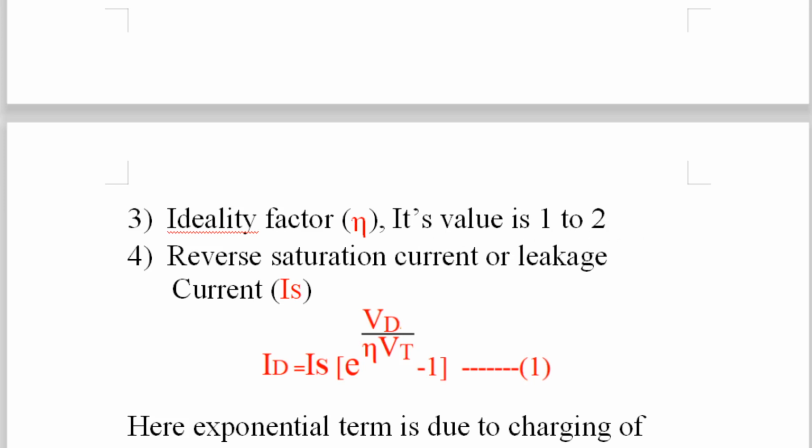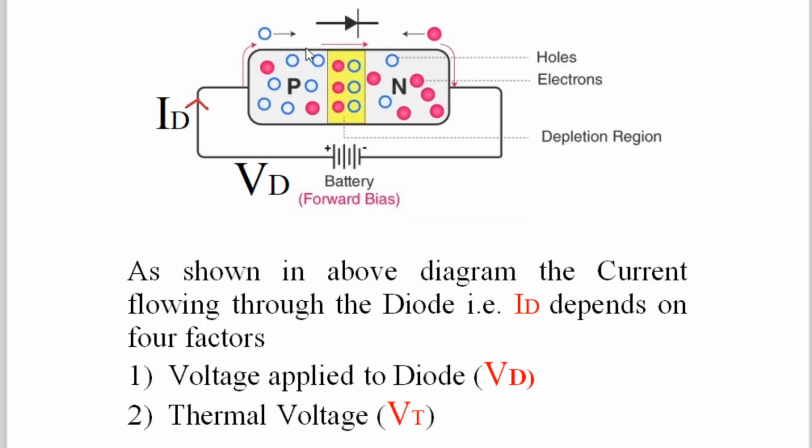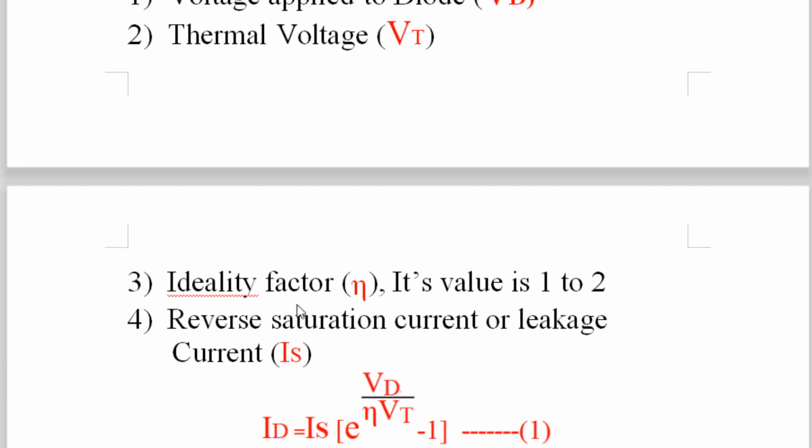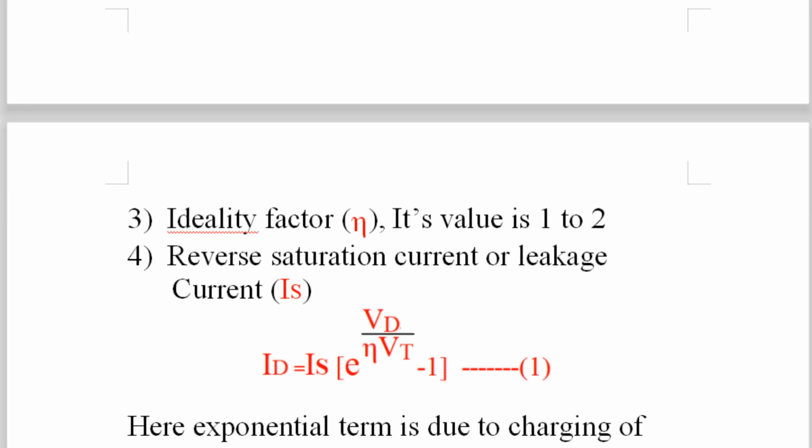So the diode current depends on these factors. Number one, the applied voltage VD. Number two, the thermal voltage. Number three, the ideality factor eta, that is the type of the diode and its doping parameters. And number four, which is very important, the reverse saturation current or leakage current, IS. IS means saturation current, I for current.